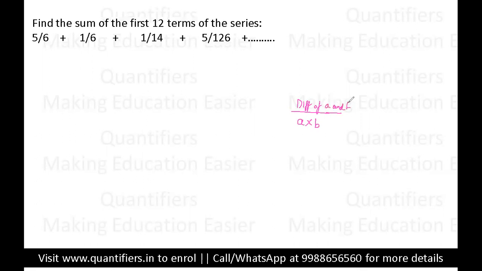ठीक है, ये बात सबको समझ में आ रही होगी. जो दो नंबर्स डिनोमिनेटर में मल्टीप्लाई हो रहे हैं उनका अगर डिफरेंस न्यूमरेटर में आ रहा है, then students, you can directly write this term as 1 by a minus 1 by b. Basically, you can split it into two parts, 1 by a minus 1 by b.